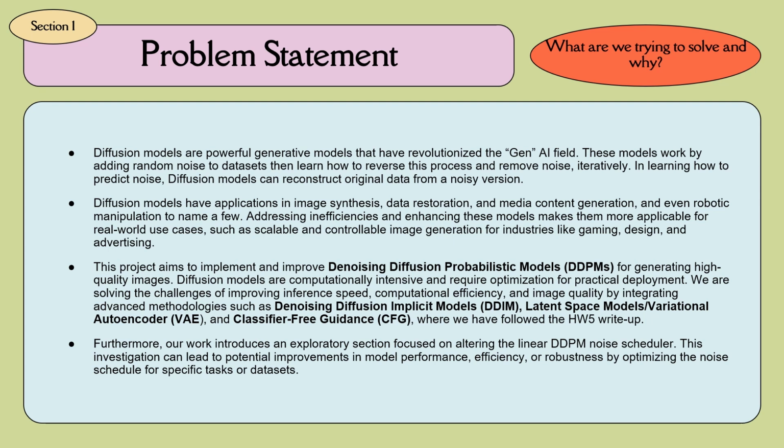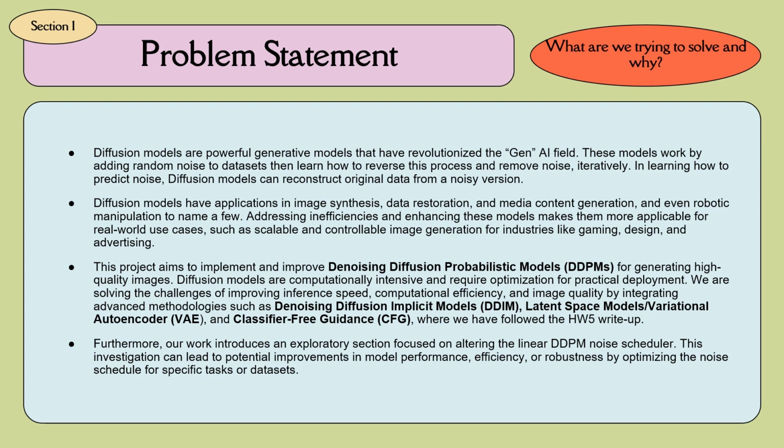Okay, so regarding the problem statement here, we are looking at diffusion models, which are powerful generative models that have revolutionized the Gen AI field. These models work by adding random noise to datasets, then learn how to reverse this process and remove noise iteratively. In learning how to predict noise, diffusion models can reconstruct data from a noisy version. Diffusion models have applications in image synthesis, data restoration, and media content generation, even robotic manipulation.